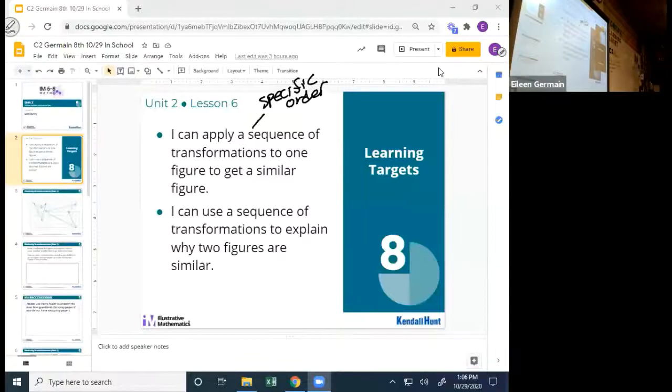Sorry, guys. So we are talking about a sequence of transformations. There's a specific order that we're going to be doing them in. Good. What else do we know about a sequence of transformation? What does a sequence of transformations mean? Joe? There's a lot. There's going to be more than one. Very good. So a sequence of transformations is there's going to be more than one.